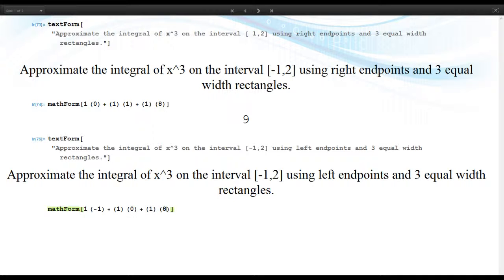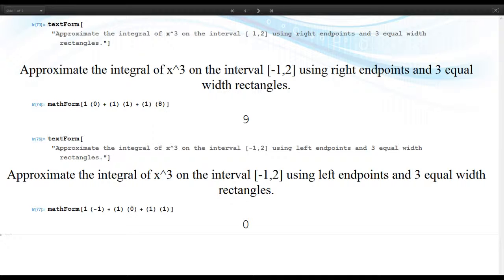And the third rectangle goes from 1 to 2. So the left endpoint is at 1. 1 cubed is 1, and that becomes the height of this rectangle. And so now, the sum of these 3 areas of these 3 rectangles is our Riemann sum. The negative area on the left side cancels out with the positive area on the right side, and we get an integral of 0.